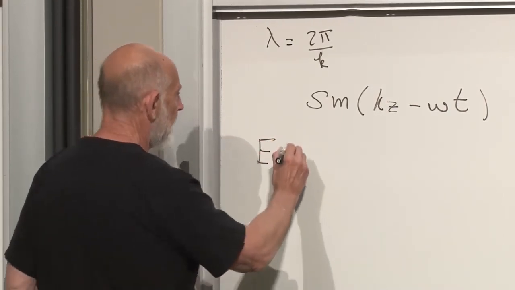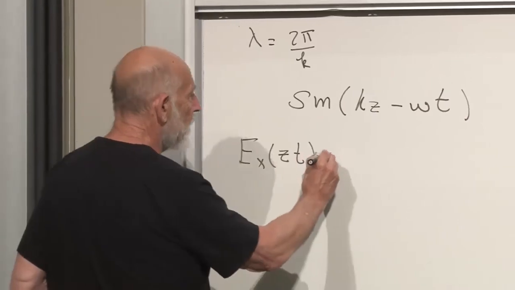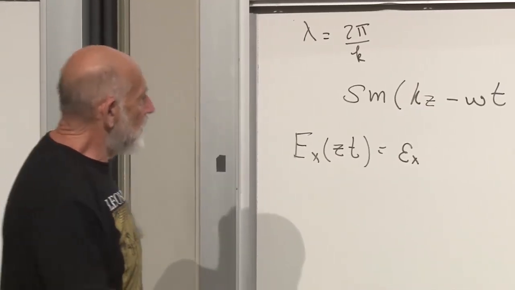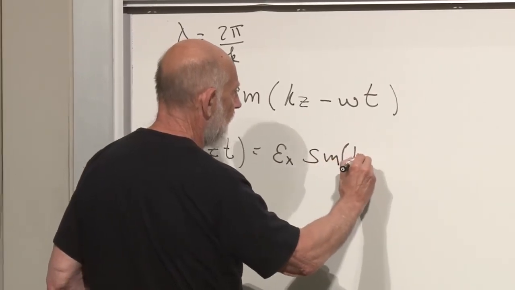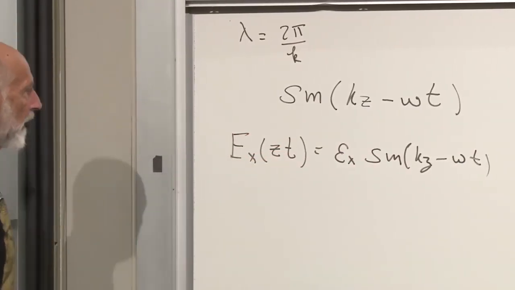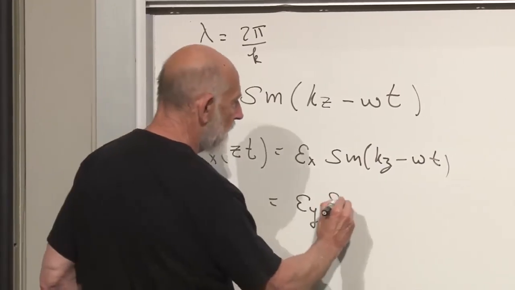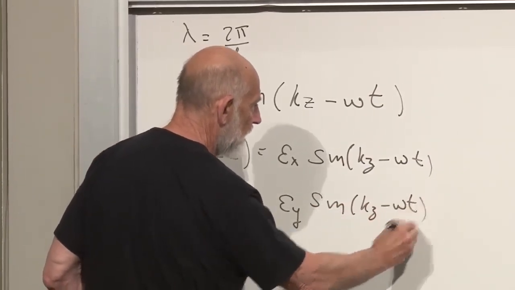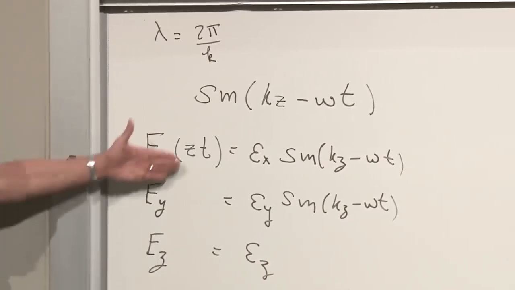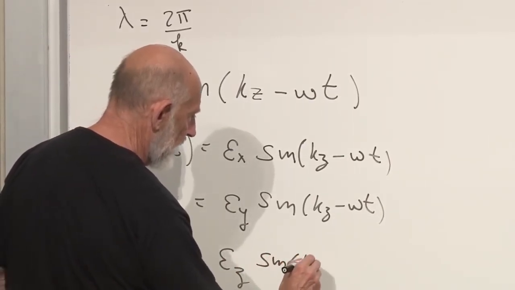The x component of the field as a function of z and t, we're going to set equal to some number, epsilon x, called the polarization vector, but it's just a number, times this same sine, kz minus omega t. Incidentally, pay no attention to whether I write upper or lowercase z, it's the same thing. Ey equals epsilon y, a different number, sine of kz minus omega t. Ez equals epsilon z. E here means a function. Epsilons just mean numbers. Same sine, sine k times z minus omega t.